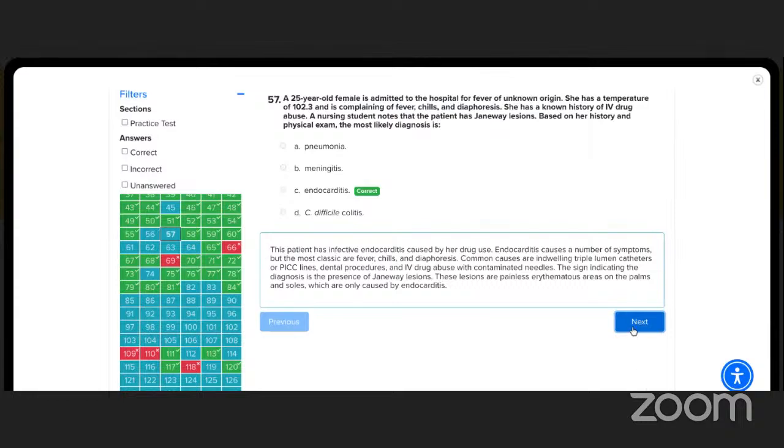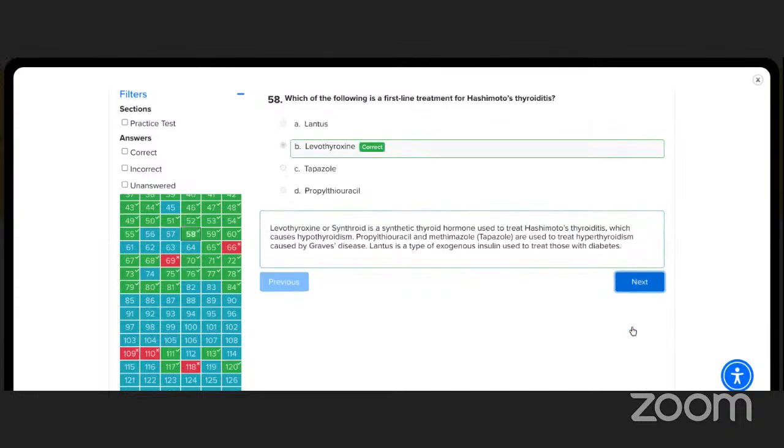58. Which of the following is the first line treatment for Hashimoto's thyroiditis? Synthroid or levothyroxine is a synthetic thyroid hormone used to treat Hashimoto's thyroiditis, which causes hypothyroidism. Okay, and the hyperthyroid caused by Graves' disease. This is a type of, okay, exogenous insulin.